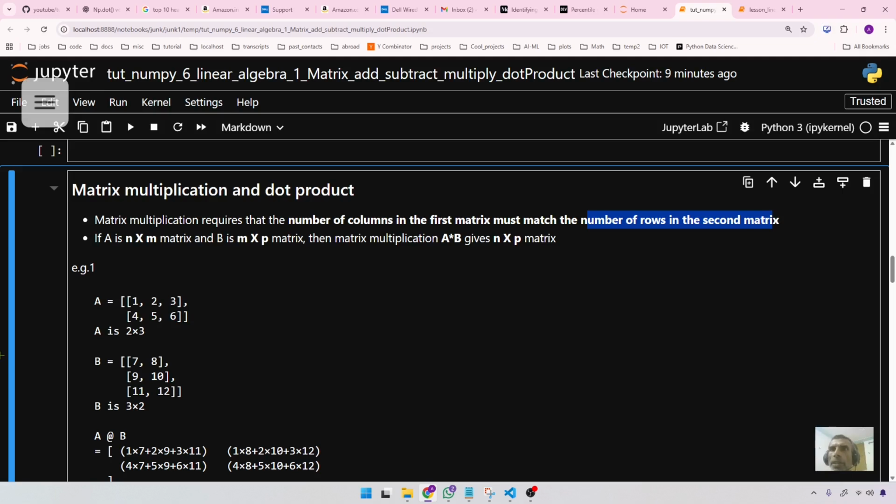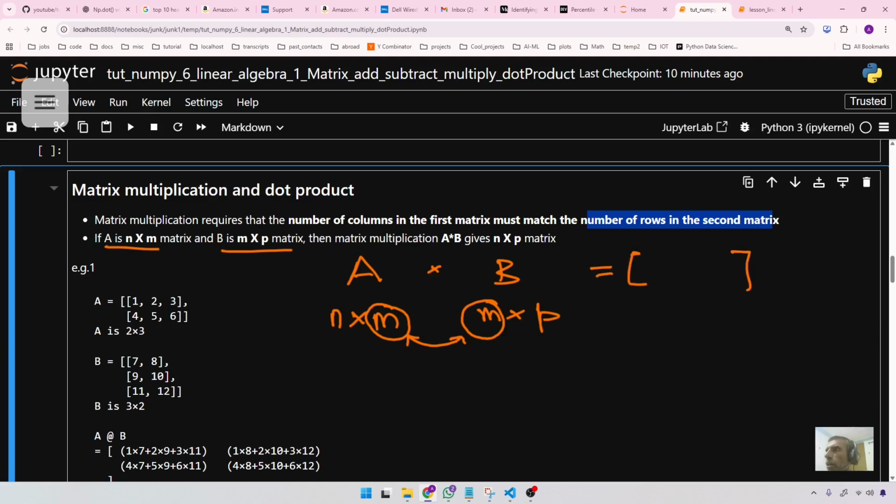For example, let's say your A is n by m, and your B is m by p. You want to make sure that this number and this number are the same. As long as these two numbers are the same, you can perform matrix multiplication. Then your final output, the shape of it, is going to be n by p. This is going to be the shape of your resulting matrix.